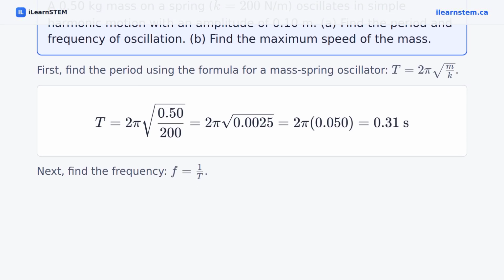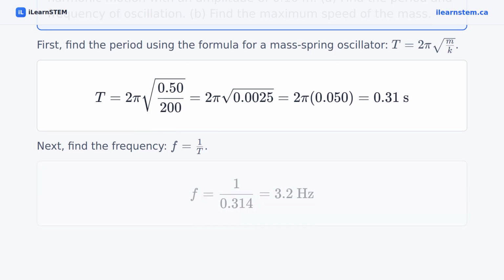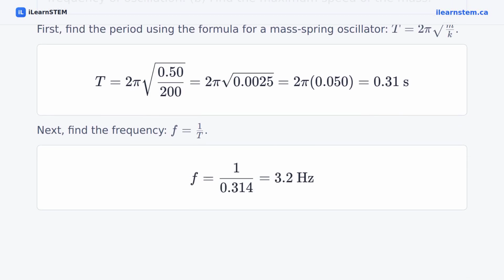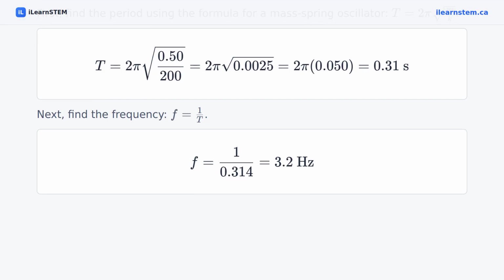Next, find the frequency using f equals 1 over T. So f equals 1 over 0.314, which is 3.2 hertz.